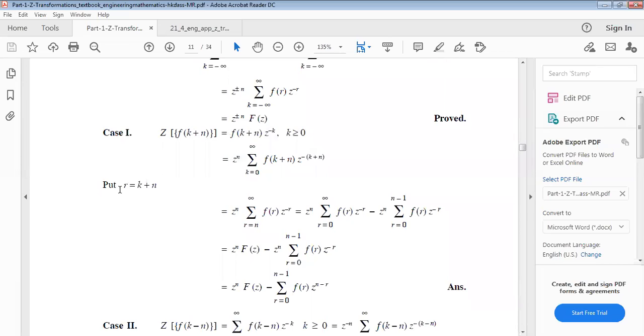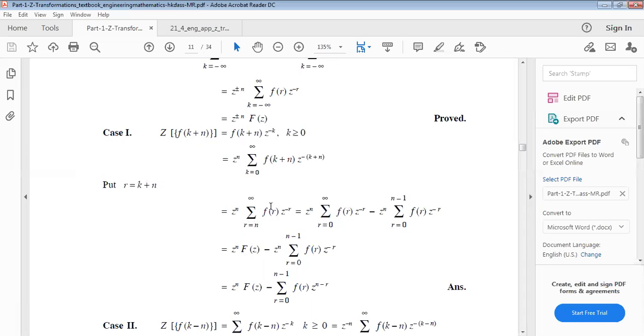Then put r equals k plus n. Now z to the power n times f of r times z to the power minus r, where k plus n equals r. This equals the sum of f of r z to the power minus r, multiplied by z to the power n, with r running from n to infinity.